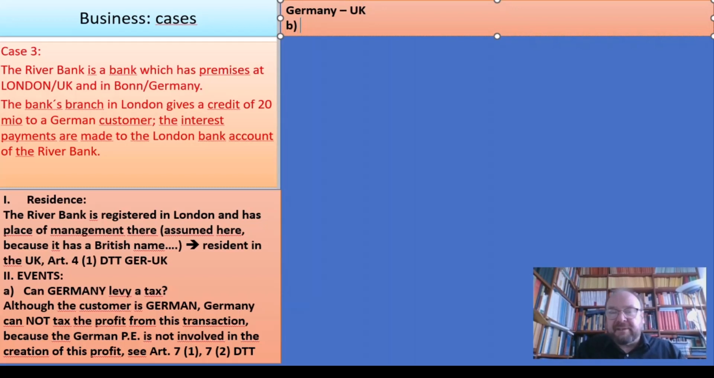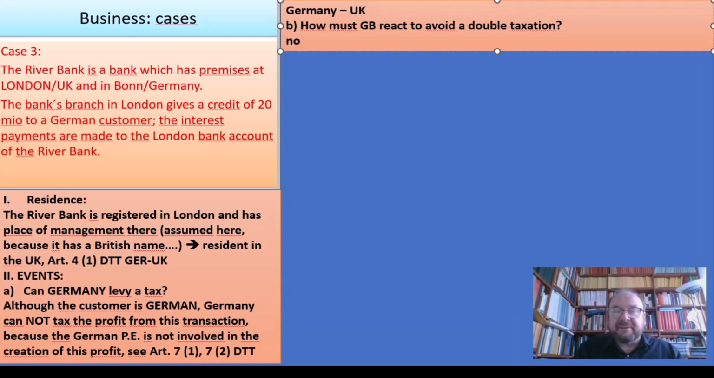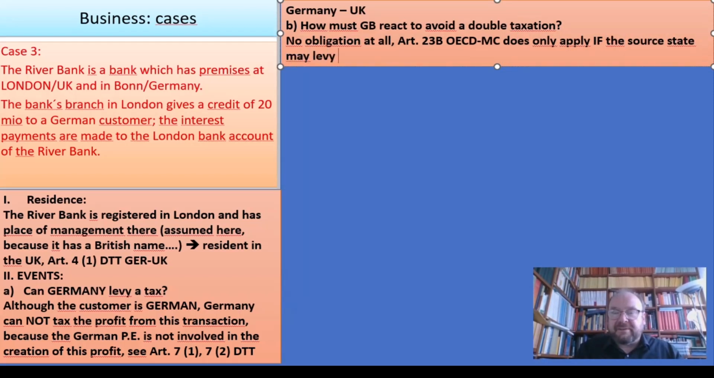Then something is clear: how must GB, the country of residence, react to avoid a double taxation? And the answer is there is no obligation at all. Article 23b, that's the one which Great Britain usually uses, of the OECD Model Convention does only apply if the source state may levy a tax.